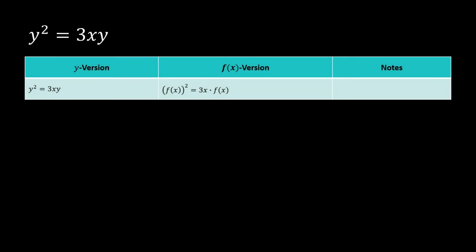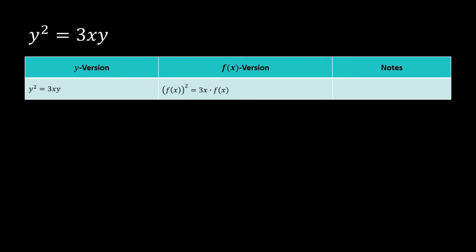Let's say that we want to take a derivative of the function y squared equals 3xy. So as we can see, in this column I'm going to have the y version of what's happening. In this column, I'm going to show the f version of what's happening. And here I'm just going to tell you what's happening in each line. So I would actually recommend looking at the f version first, and then seeing how it compares to the y version.